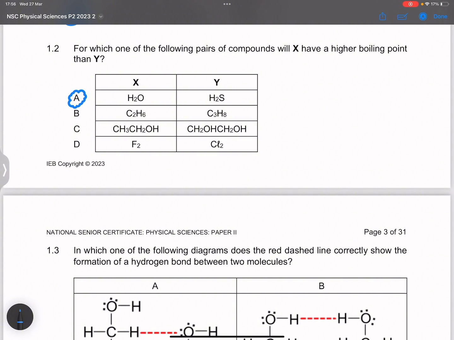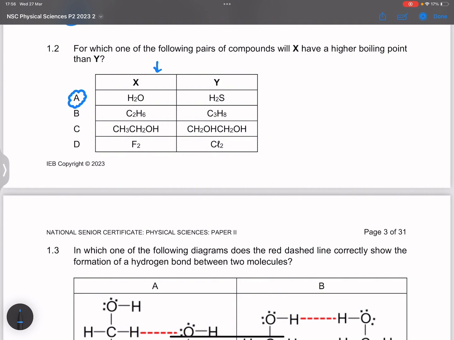Let's look at the next one, C2H6. Definitely the bigger the molecule, the stronger the intermolecular forces. We wanted X to have higher, so definitely not B. And if you look at C, you've got an alcohol there. This is a primary alcohol, and in this case, we've got a di-alcohol. So definitely the di-alcohol would have stronger intermolecular forces.